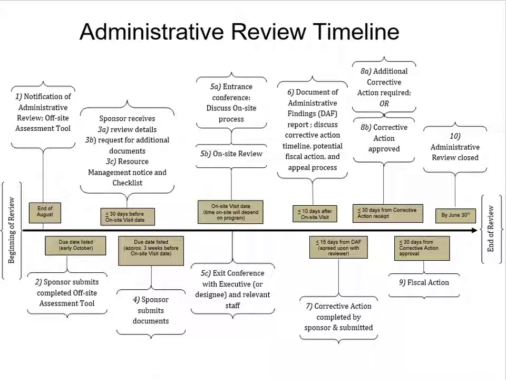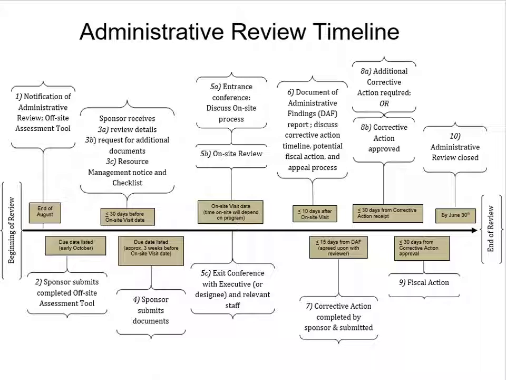This graphic shows how the administrative review tasks will progress. We are currently at number 3B. Sponsors scheduled for an administrative review in the current school year receive notification at the end of August along with their off-site assessment tool and administrative review master checklist. At this point, the off-site assessment should be completed and returned to ODE-CMP. Details of the on-site review have been sent to sponsors in their confirmation letter.